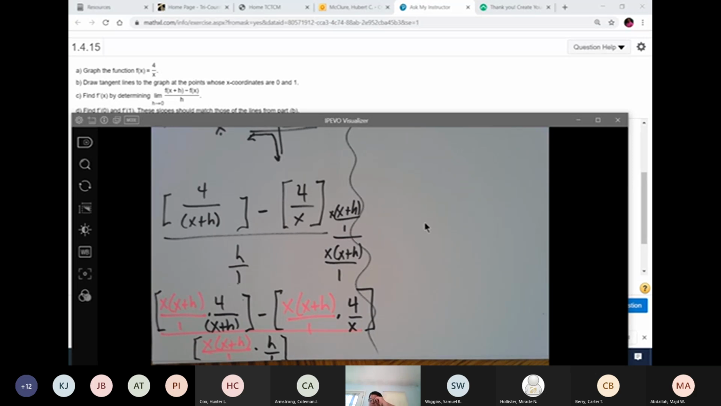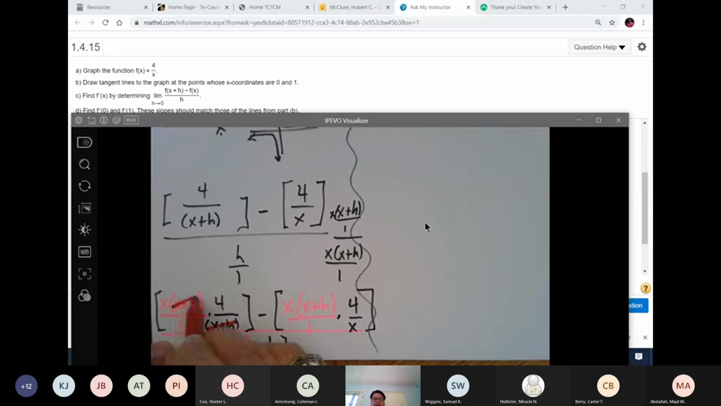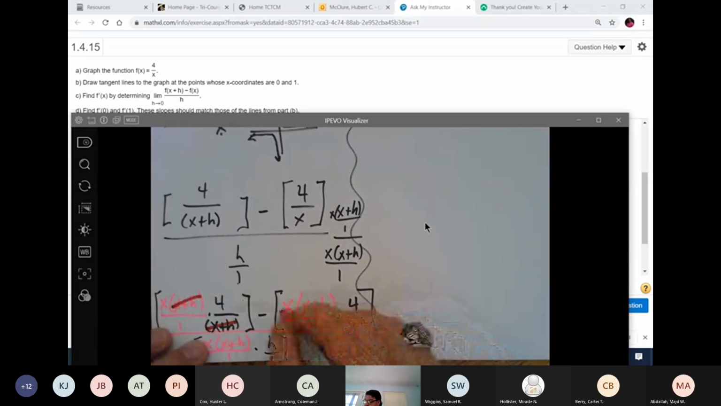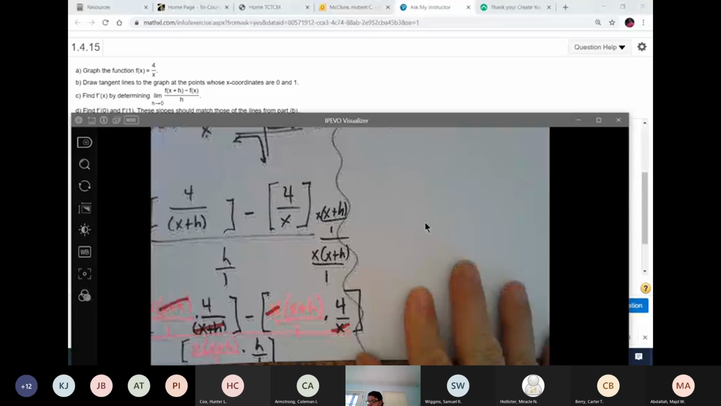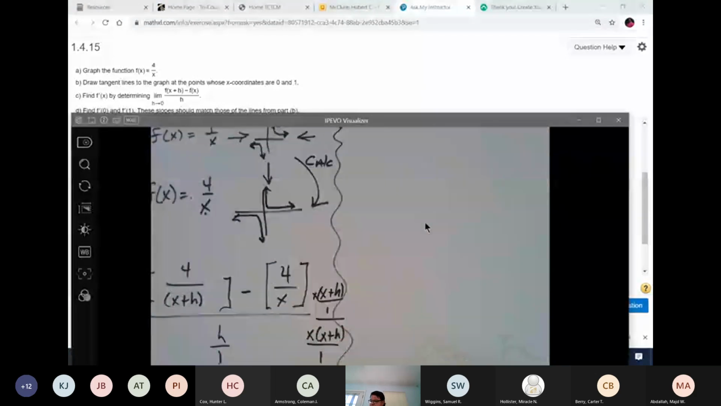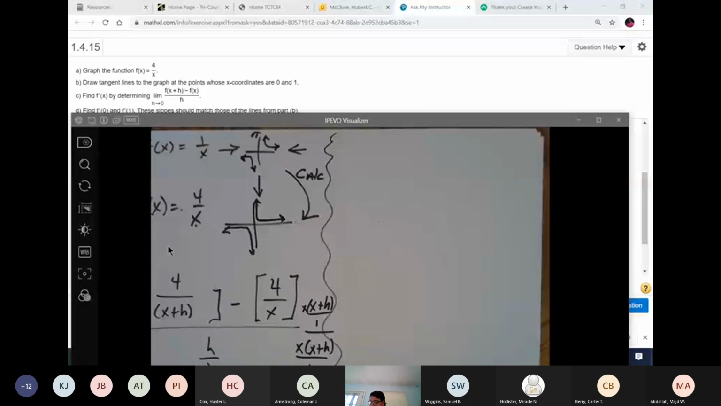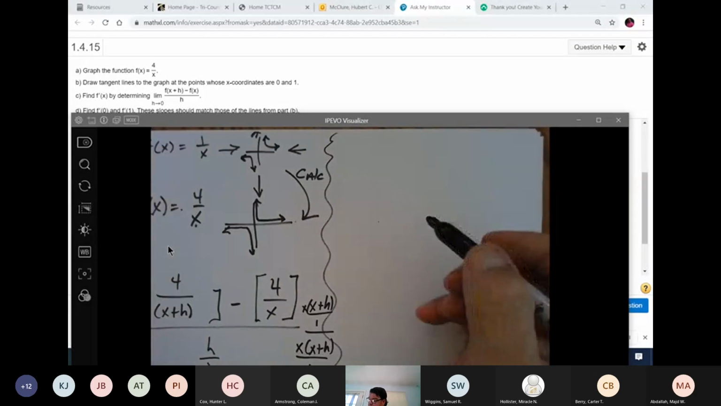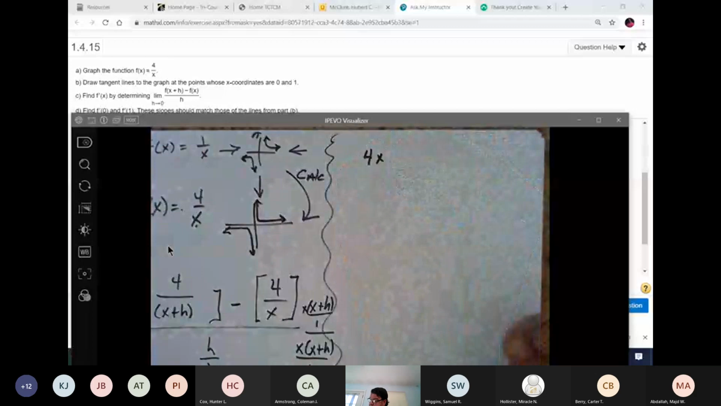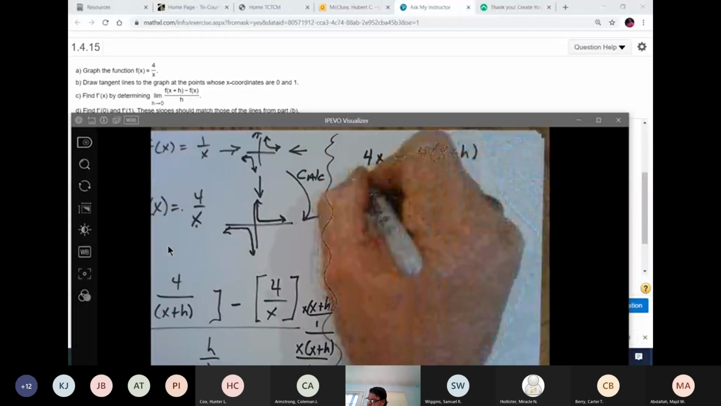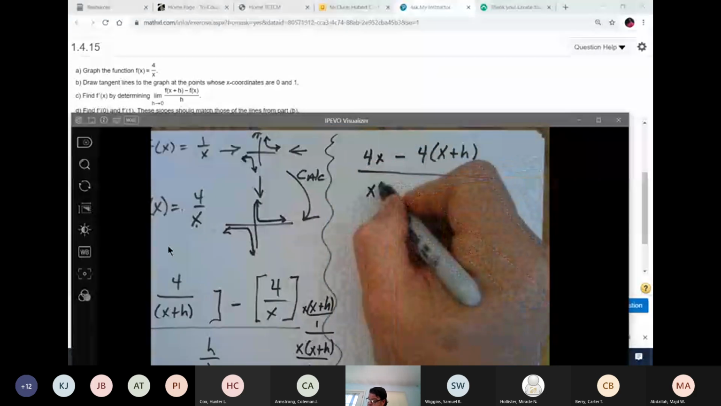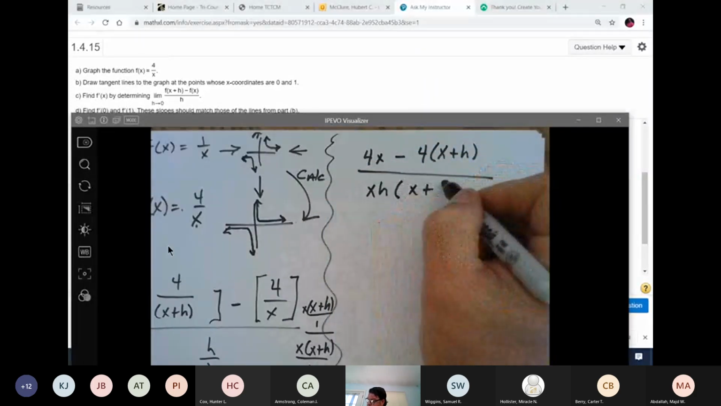So go ahead and cancel that. I'll take my red pen, and that x plus h cancels. And that x cancels. And this doesn't cancel, the ones just over 1. So I'm going to go up here and rewrite what we got. You should be able to do that. That's going to leave me with 4x minus 4 times x plus h over xh times x plus h.